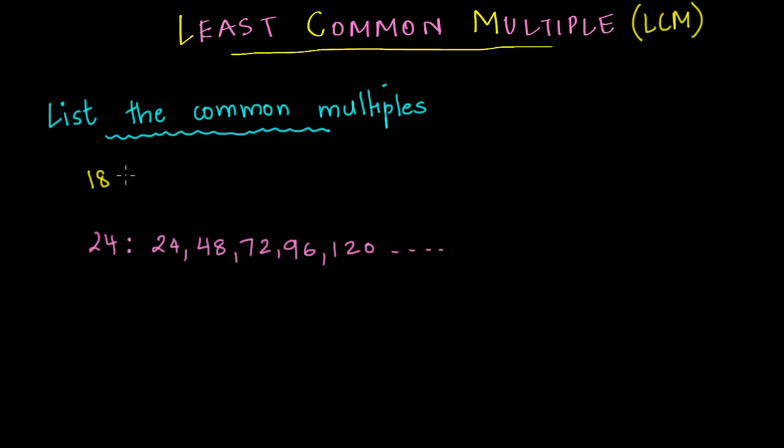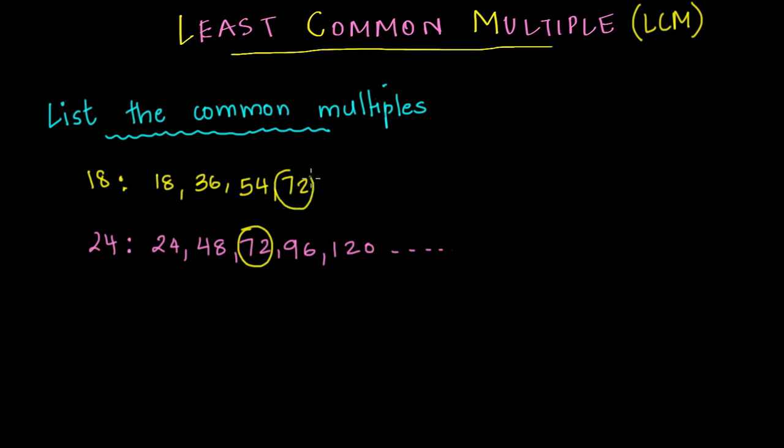Now let's look at 18. The first multiple of 18 is 18. The second multiple is 36. The third multiple is 54. So far we haven't found a common multiple. The fourth multiple is 72. And wait, 72 is common to both 18 and 24, so I'm going to circle it.